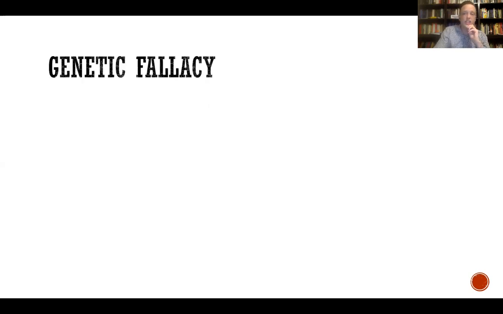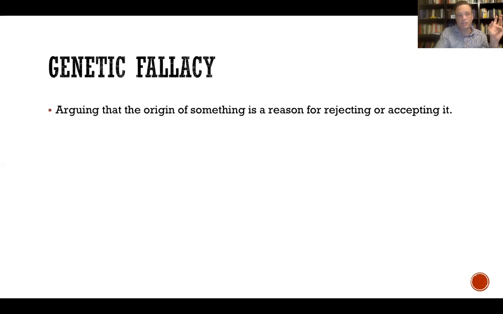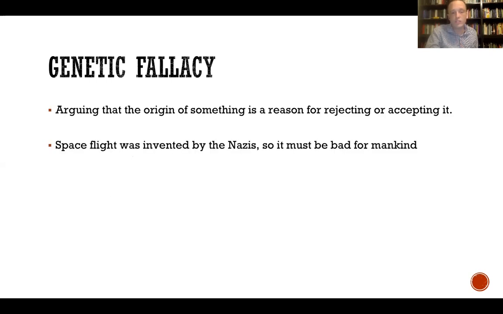All right, next one, genetic fallacy. This one is kind of fun, okay? So this is when you argue that just because something came from somewhere, that's a reason to reject it or accept it. So the origin of something is a reason that it's good or bad, right? The origin of a claim or of an object or whatever, right? So, for instance, spaceflight was invented by the Nazis, so it must be bad for mankind, right? Because it came from Nazis. Just because it came from Nazis doesn't mean that it's all bad necessarily, right? You have to take it up on its own terms. Is spaceflight maybe good for mankind, even though it came from a bad place, right?